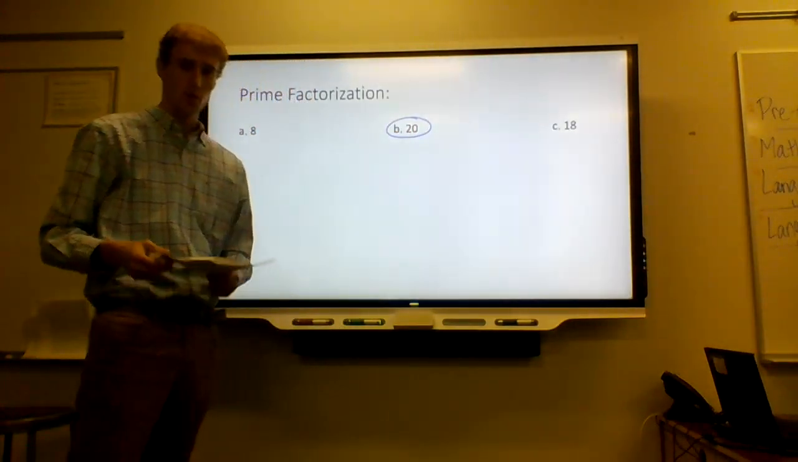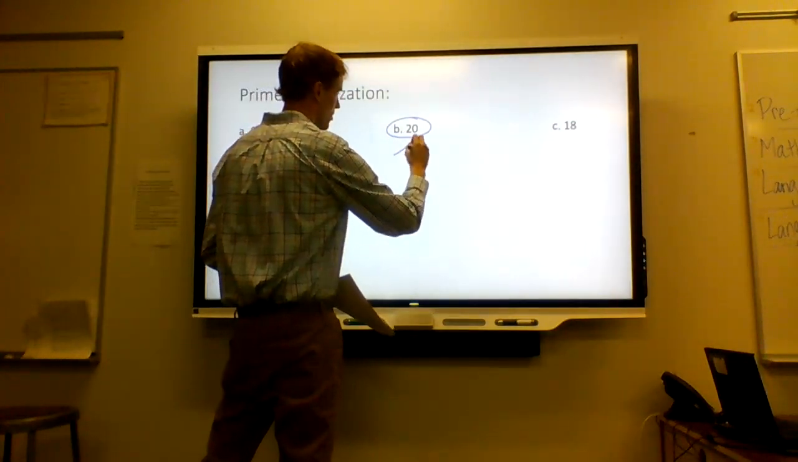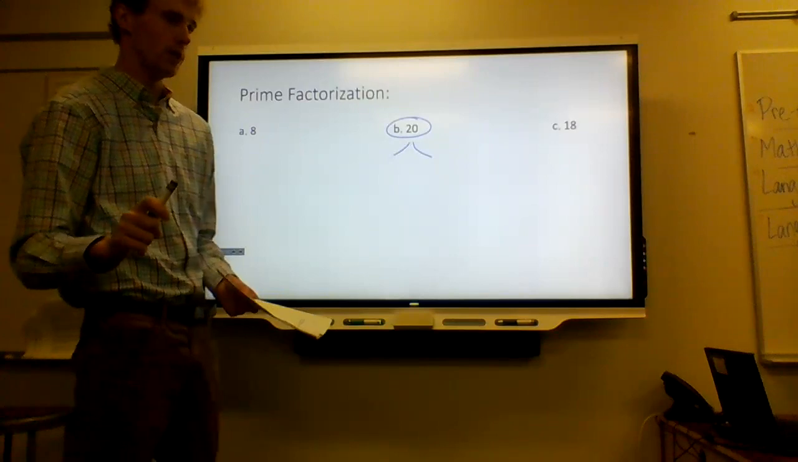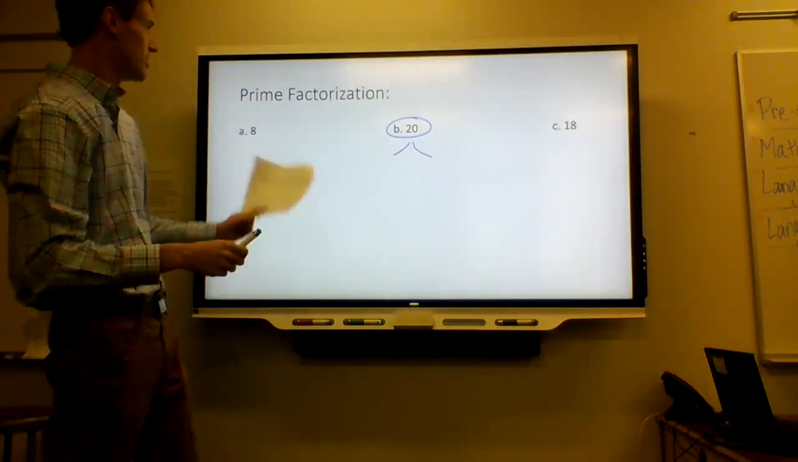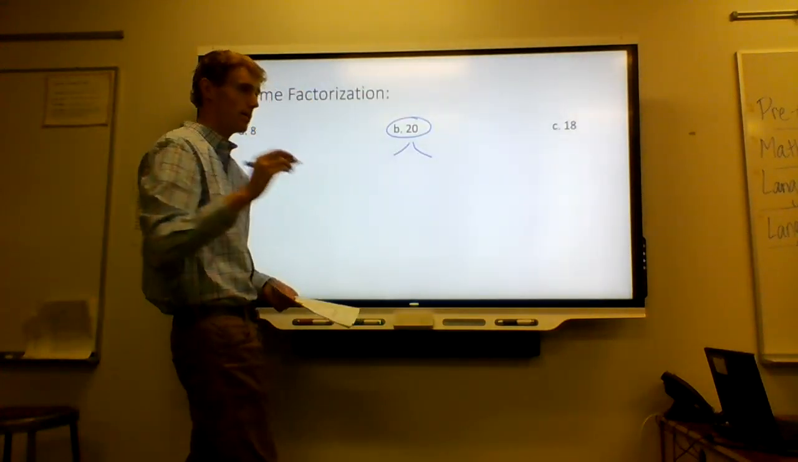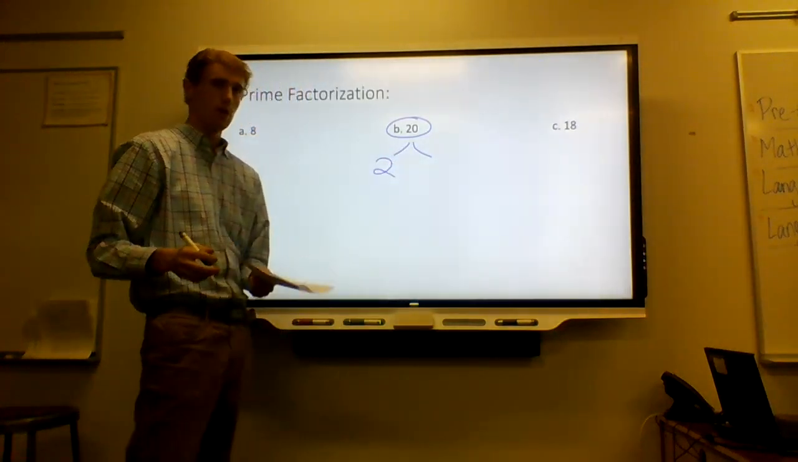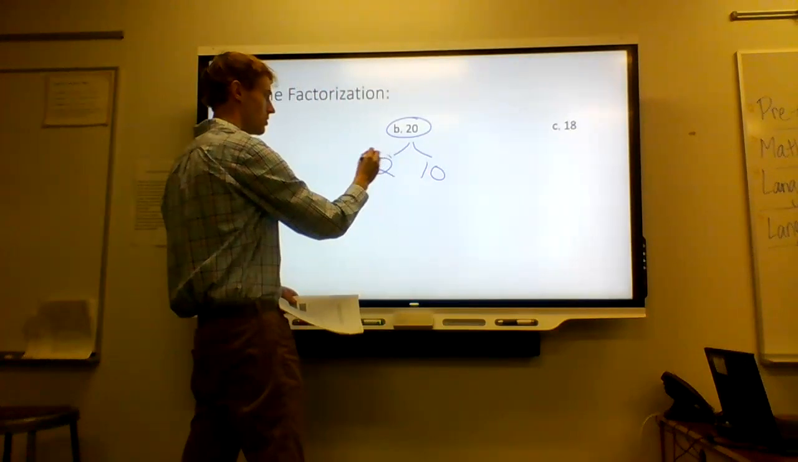So we are going to factor out these numbers, and we'll actually factor out the 20 here. So when we factor out 20, we already know that 20 is 1 times 20. So what we're going to do is factor out 20 into as many prime numbers as we possibly can. 2 times what is 20? 2 times 10 is 20.